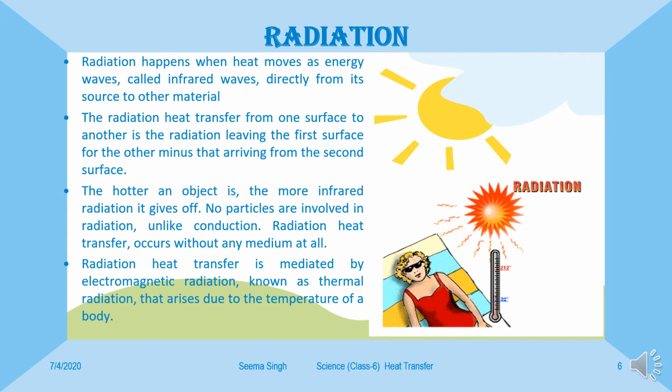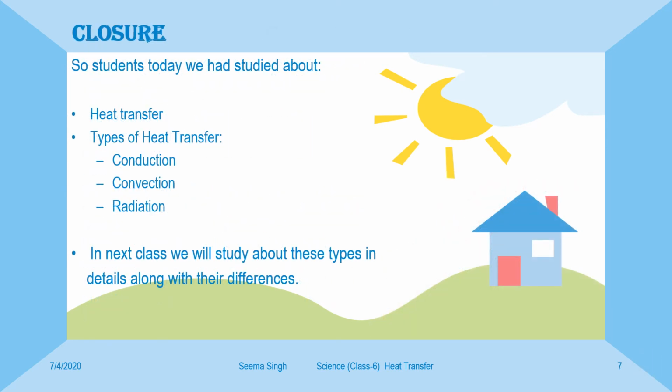We can see an example in the image given on the slide. The radiation being transmitted by the sun is infrared waves, and this is an example of radiation heat transfer which the person lying there is receiving. That is, the temperature lowers and it is received by the destination.